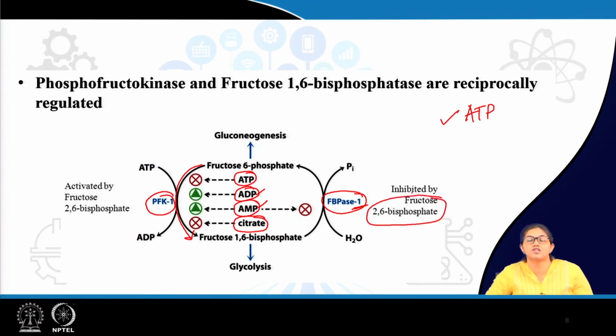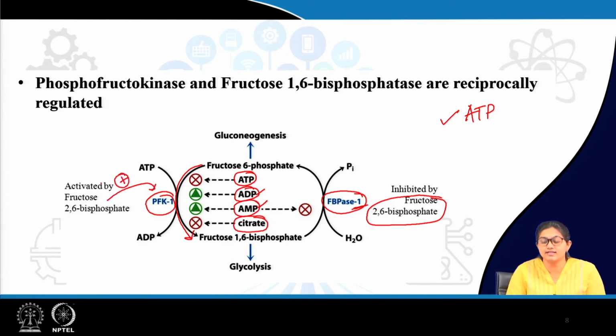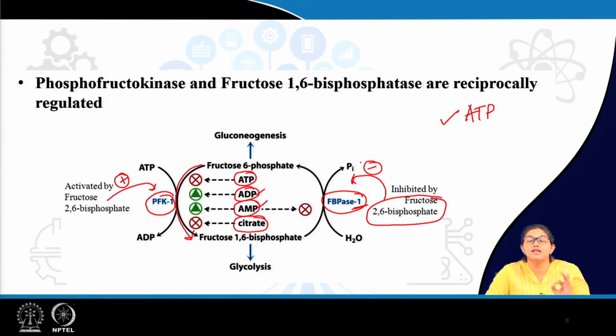Fructose 2,6 bisphosphate, what does this molecule do? It activates phosphofructokinase and simultaneously it inhibits fructose 1,6 bisphosphatase. So, basically, fructose 2,6 bisphosphate activates glycolysis and inhibits neoglucogenesis.